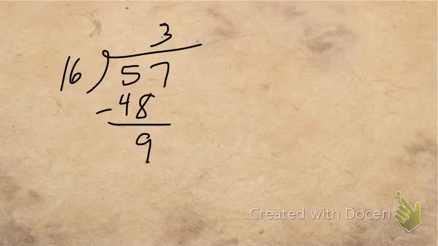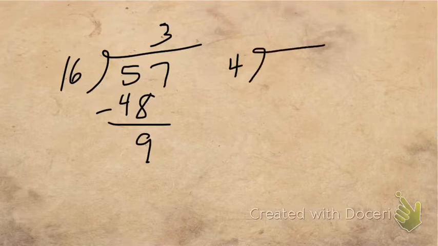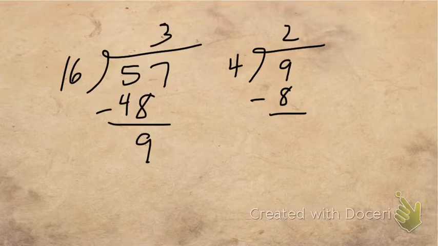How many 4s can we get out of 9? We're moving down to the lesser power of the base, 4. 4 divides into 9 2 times. 2 times 4 makes 8. Multiply, now we subtract, and we've got a 1 left over.